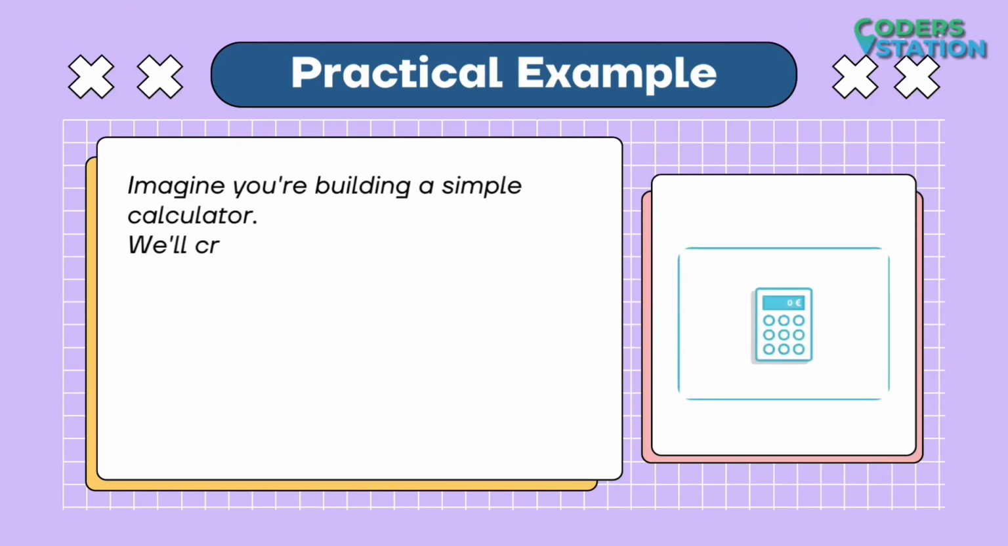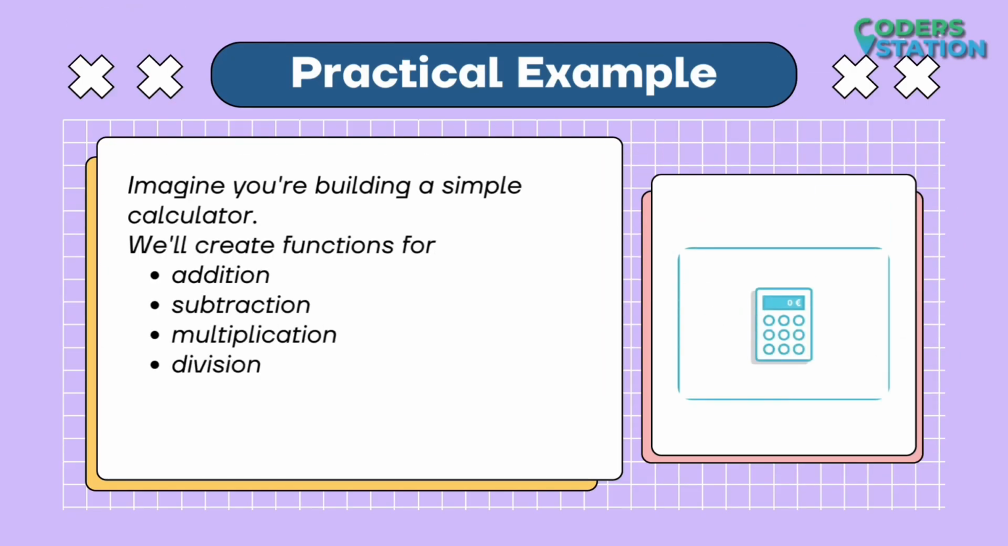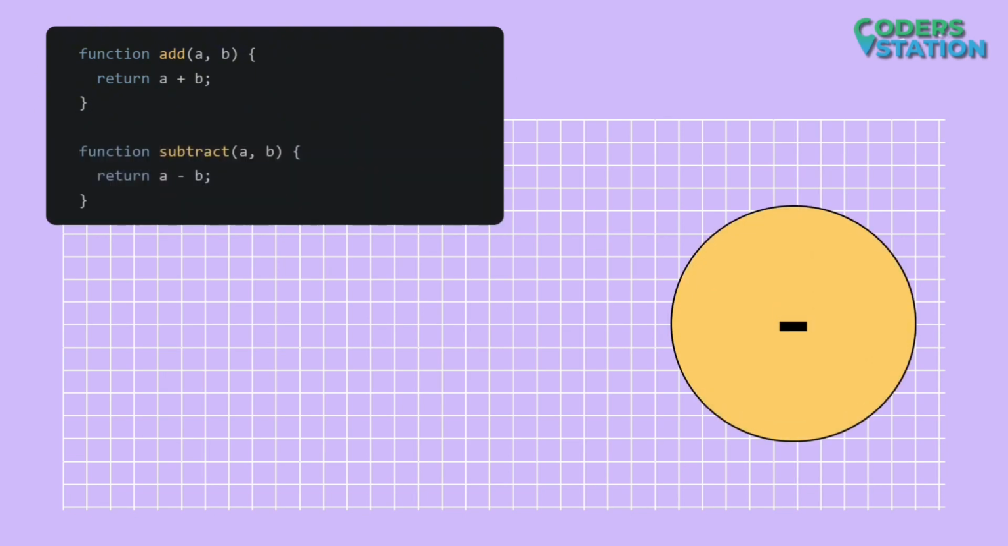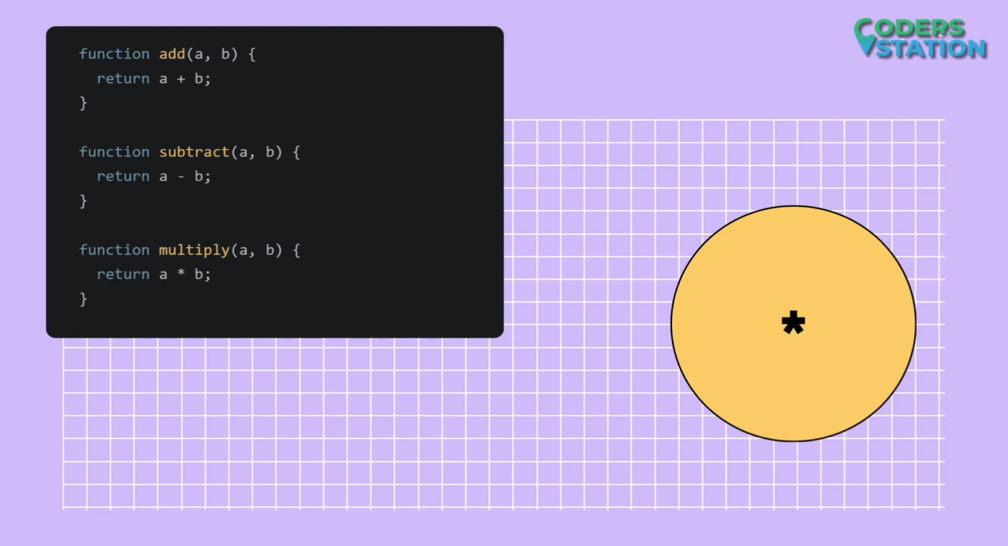Precisely. Now let's bring it all together with a practical example. Imagine you are building a simple calculator. We will create functions for addition, subtraction, multiplication and division. So here, function add with parameters a, b. It will return a + b. Function subtract, function multiply, function divide.